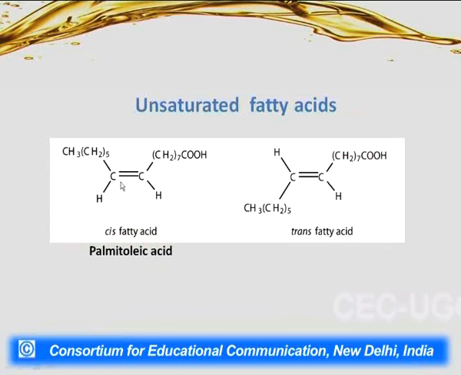Unsaturated fatty acids, if there is a double bond, as you know, it might have a cis geometry or a trans geometry across this double bond. Say this is palmitoleic acid which has a cis geometry, and in nature the acid with the cis geometry is obtained, and this trans acid is not obtained in nature.